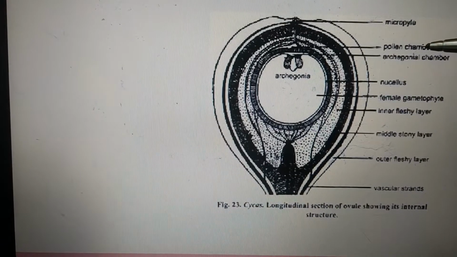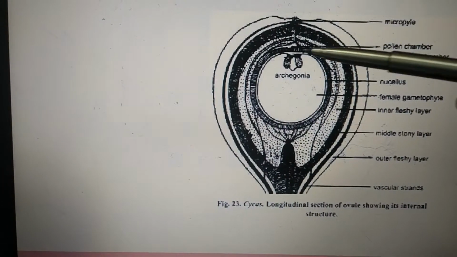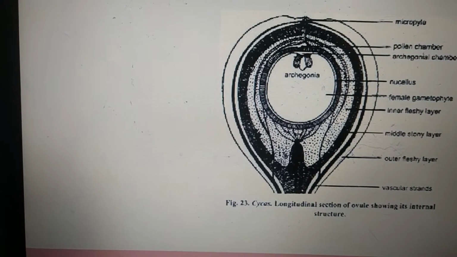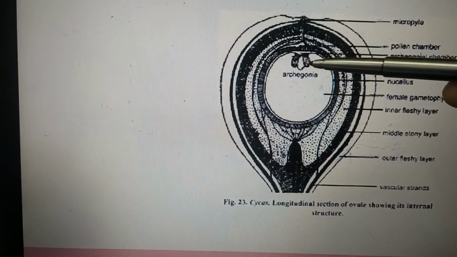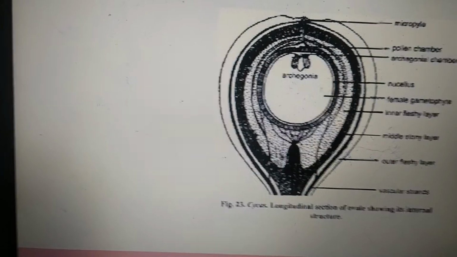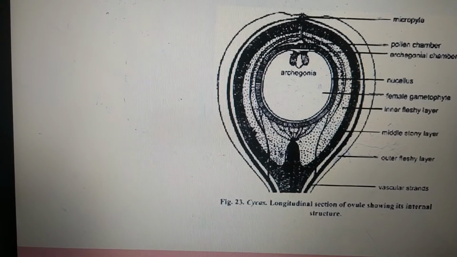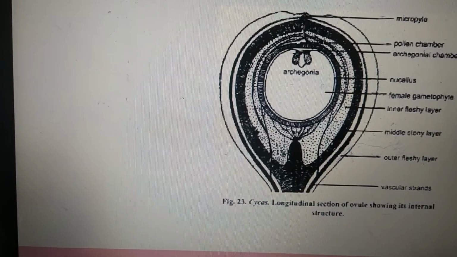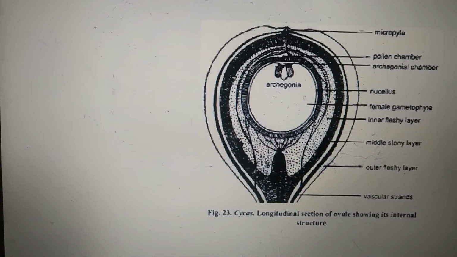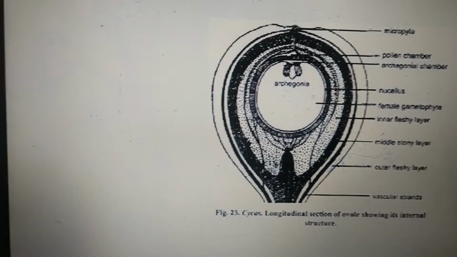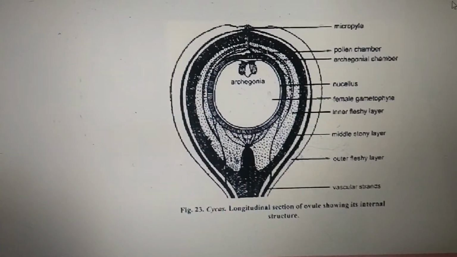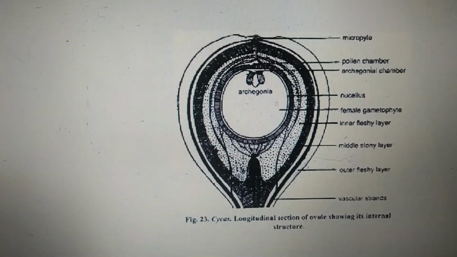Just below the pollen chamber is the archegonial chamber, which usually has some 3 to 6 archegonia. These archegonia face towards the micropylar end. The ovule is supplied with vascular strands or traces. The outer as well as inner layers are supplied with vascular traces, whereas the middle stony layer is devoid of vascular supply. This was the description of the ovule of Cycas. Thank you.